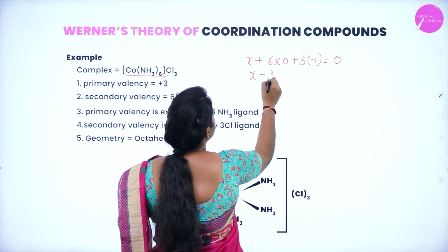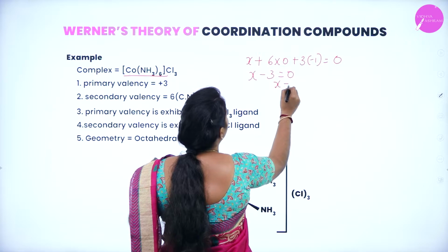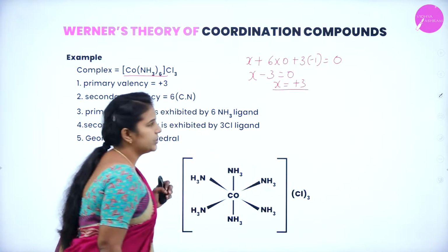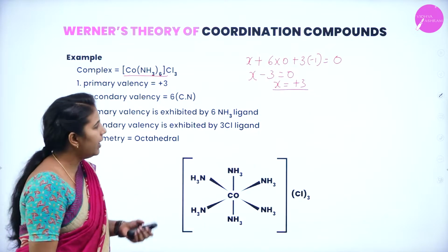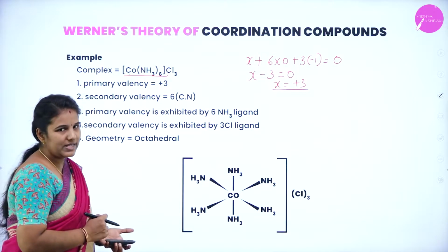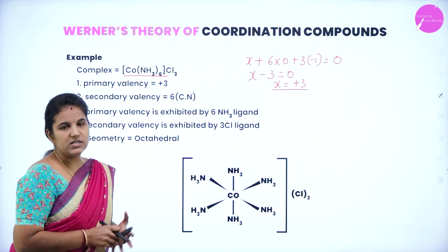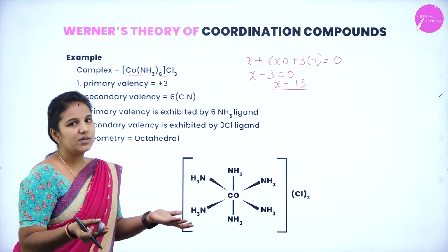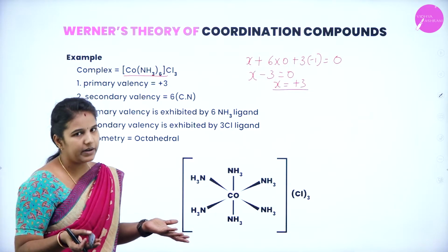So, x minus 3 is equal to 0, and x is equal to plus 3, which is the oxidation state of the cobalt here. Okay. So, in this complex, you can see that the primary valency is nothing but plus 3, which is the oxidation number of the central metal atom.